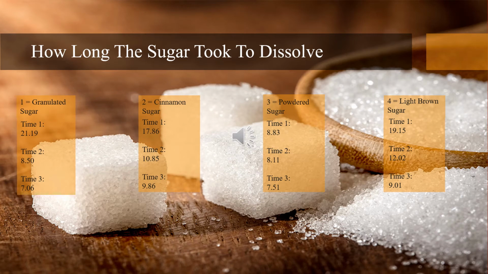So this slide tells you how long the sugar took to dissolve, as you can see by the title. It's a range of times. The first time we did it, I don't think I did it very well. But the numbers beside the sugars, the types of sugar, that just indicates which sugar it is. On to the next slide.